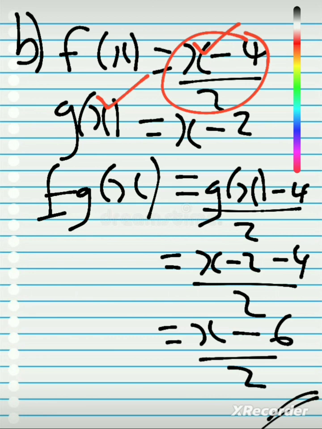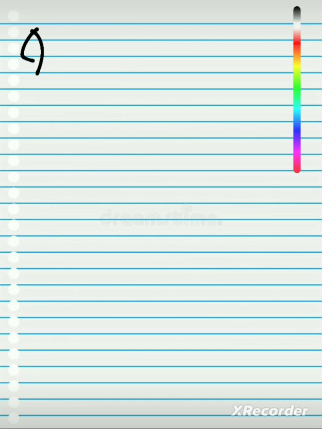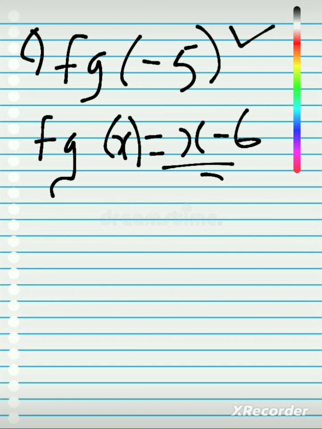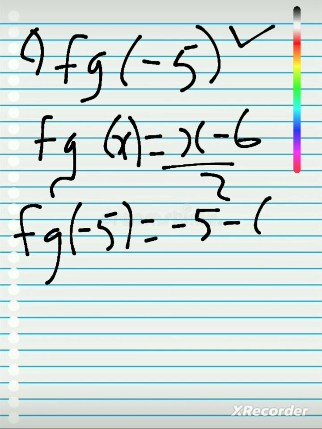Question C. Question C, they want f(g(-5)). So for you to find this, you need f(g(x)). f(g(x)), we already have it. It's the one we found on B, which is (x minus 6) over 2. So f(g(-5)), where there's x, we put negative 5, minus 6 over 2, which is going to be equal to negative 5 minus 6, which is negative 11 over 2.